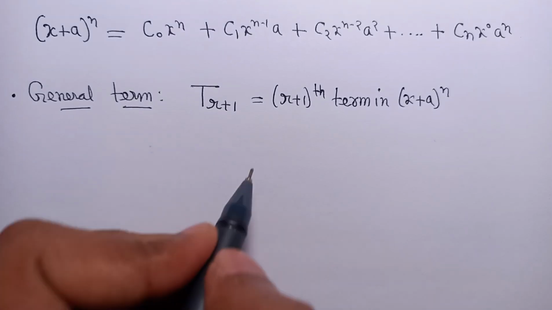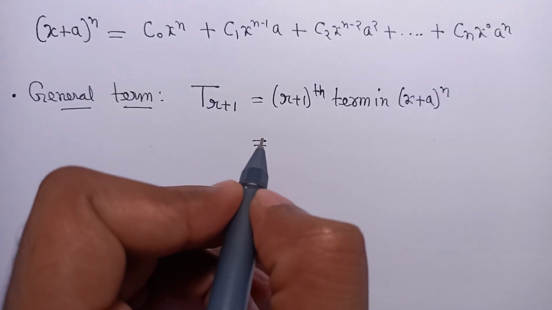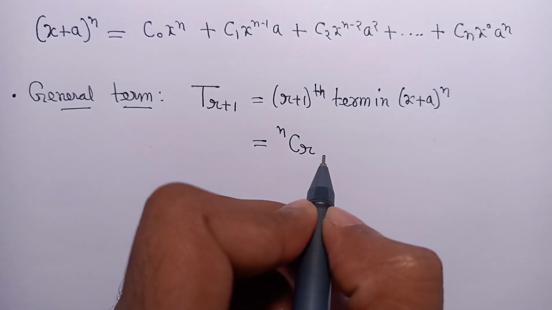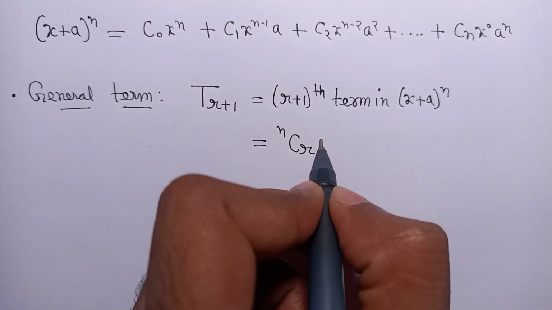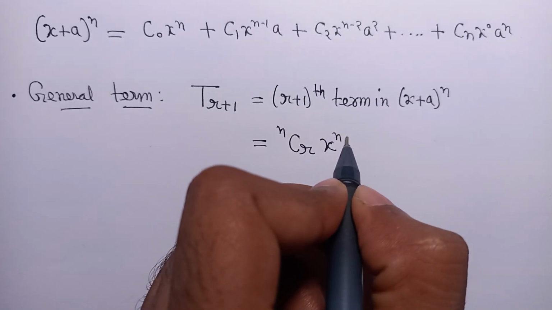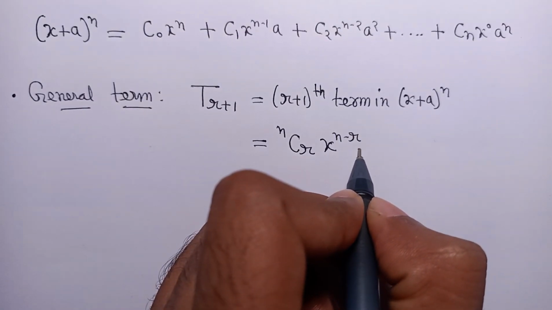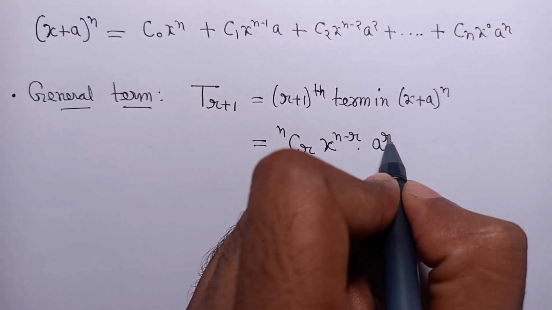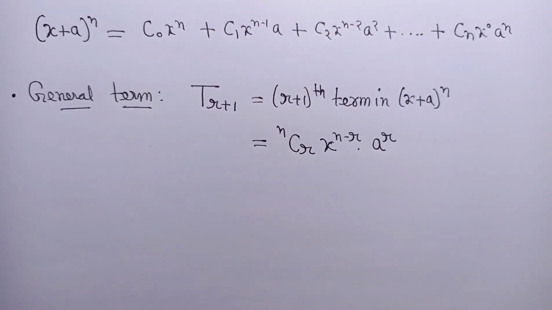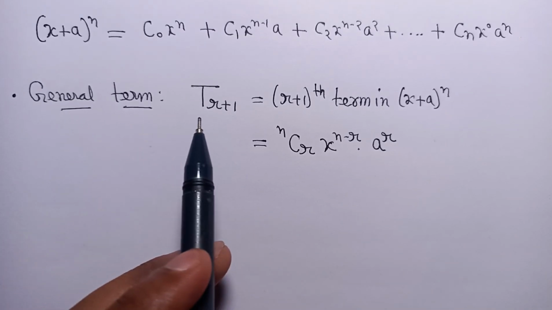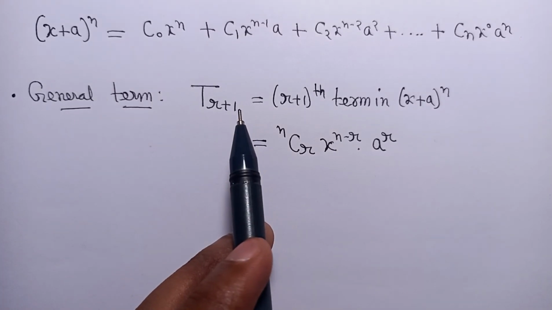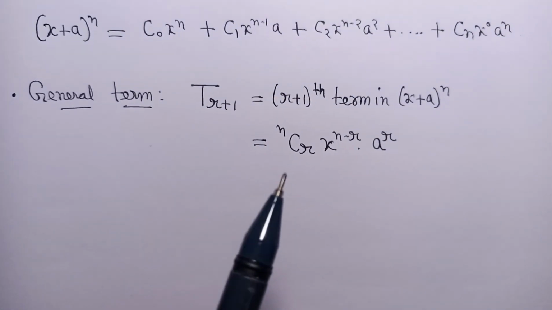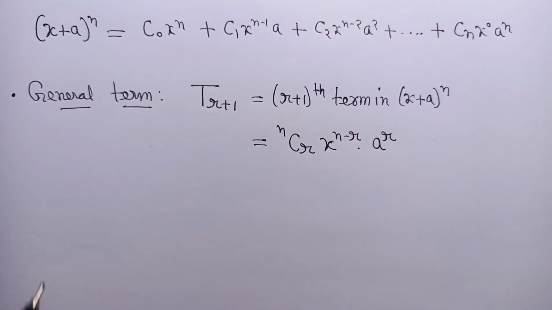So for this there is a direct formula. The formula is T(r+1) = nCr, first term is x, so you should write x having power difference n minus r, and the second term is a, so a having power r. So this is the general formula for finding any random term like r plus 1. R plus 1 can be 1, 2, 3, 4, 5, anything.